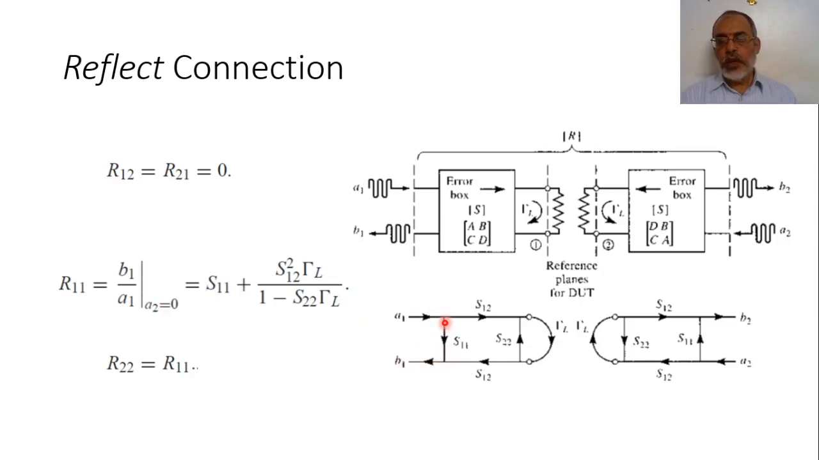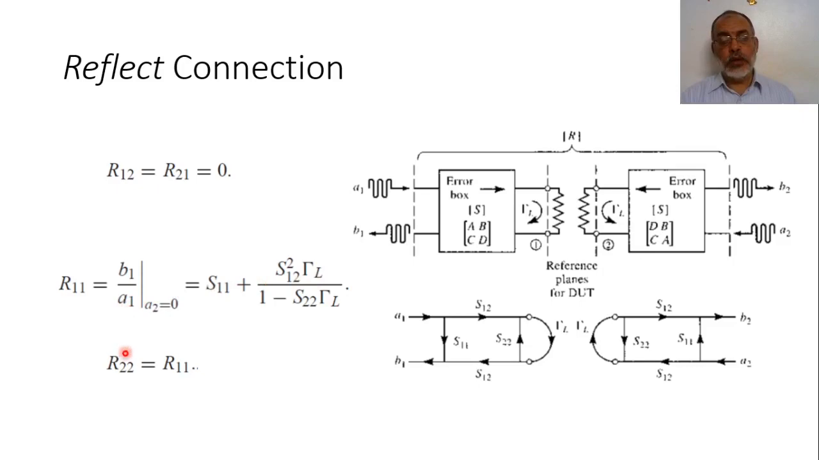So the reflection coefficient B1 over A1 would be S11 plus S12 multiplied by S12 multiplied by gamma L over 1 minus the self loop, which is S22 gamma L. So the addition of gamma load has introduced a new relation, but this relation includes S11, S22 and S12 and gamma L.